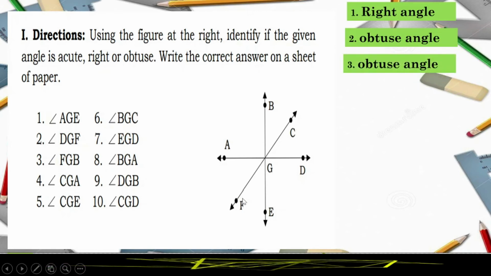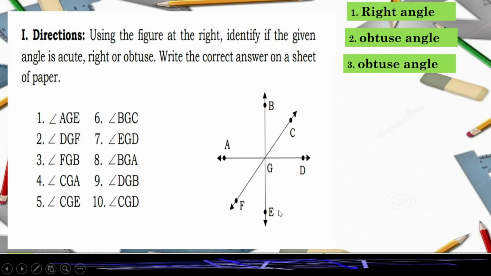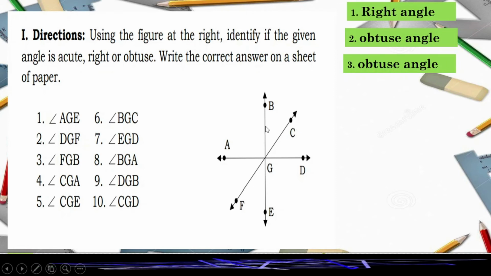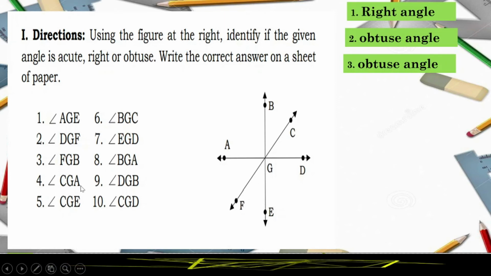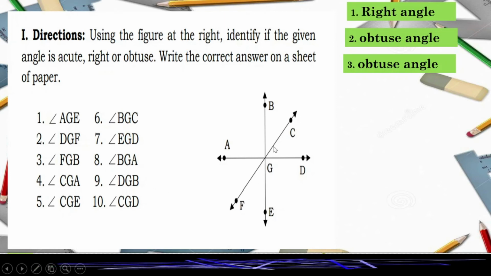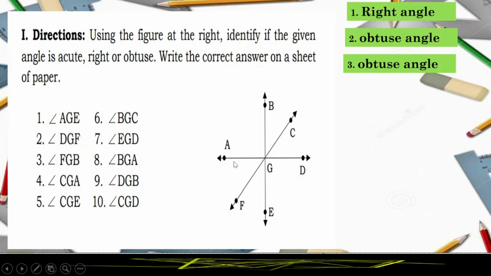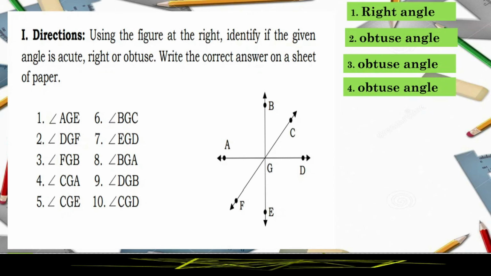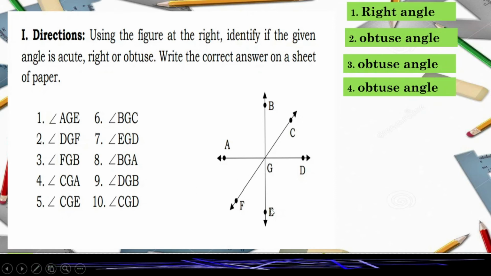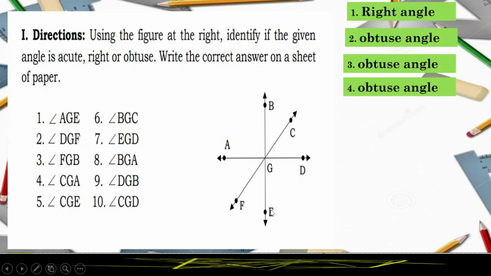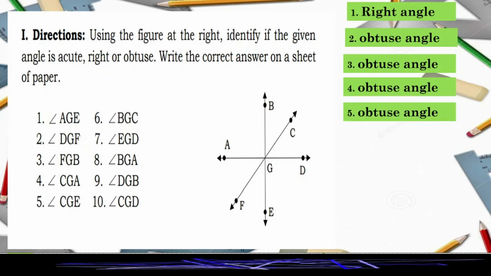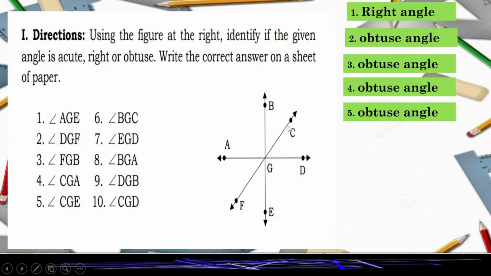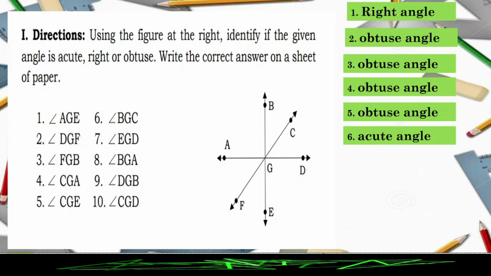Next, FGB. So we have an obtuse angle also. FGB. This one. Next, number 4, angle CGA. That is an obtuse angle also. The next, number 5, CGE. That is again an obtuse angle. Number 6, BGC. Okay, that is an acute angle.